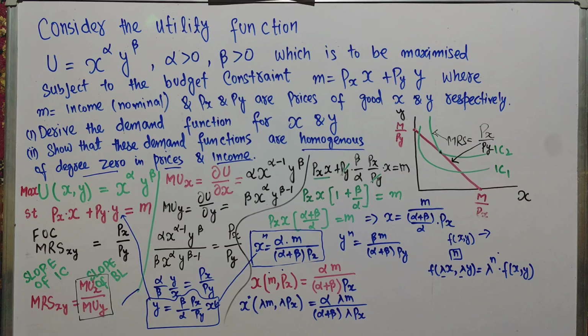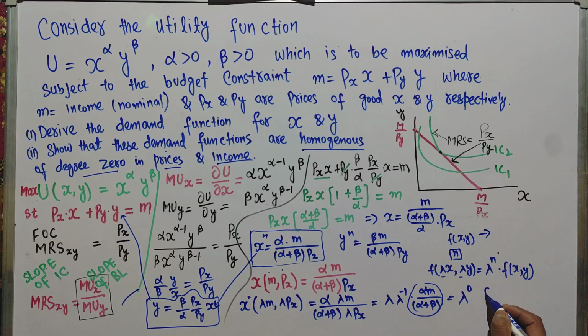Okay, now what happens here? Can I write it in this fashion? Lambda, if I transpose this lambda to the numerator, it will get multiplied and its exponent sign will change. So we have lambda times lambda raised power minus 1 times alpha m divided by alpha plus beta. Okay, so bases are same, we can add the exponents. So this becomes lambda raised power 0 times, what is this function? This is our original demand function.